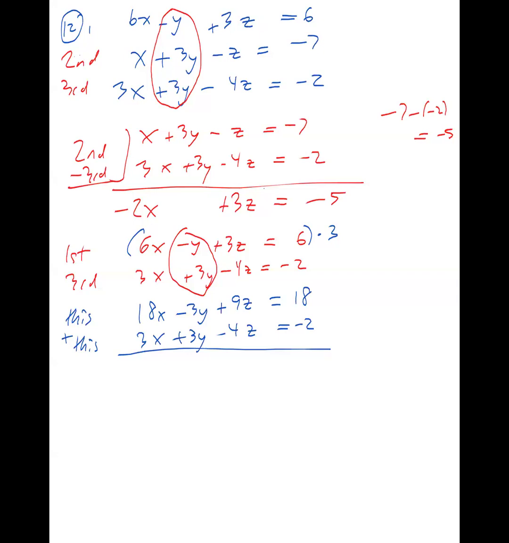So what's 18x plus 3x? 21x. So if you're 18 now, in 3 years, you'll be 21. Crazy. And then what's negative 3y plus 3y? 0. What's 9z plus negative 4z? 5z, right? What's 18 plus negative 2? 16. So 2 years ago, if you were 18 now, you used to be 16.